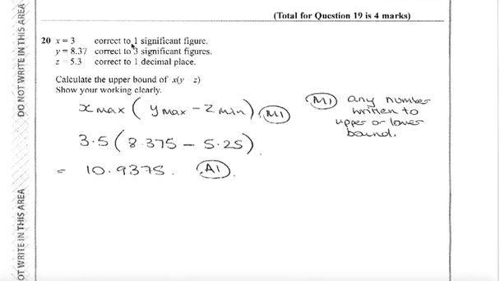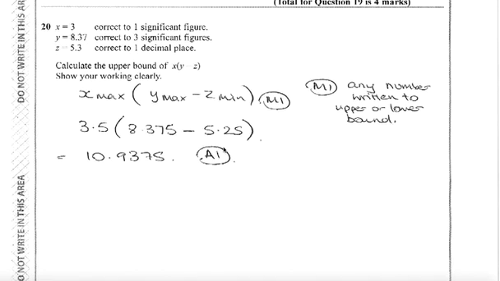Question 20. Question on bounds. The upper bound of this means I want the largest x multiplied by the largest y minus z. The largest y minus z will be the biggest y and the smallest z. So the largest x is 3.5, 8.375 and 5.25. Give me that answer.